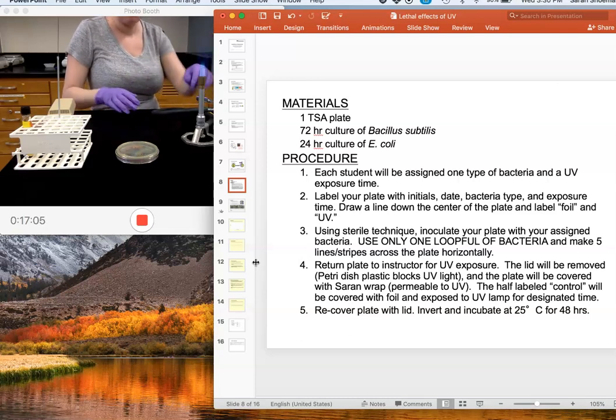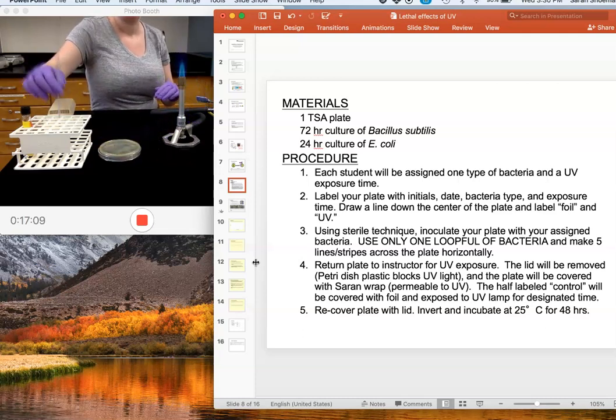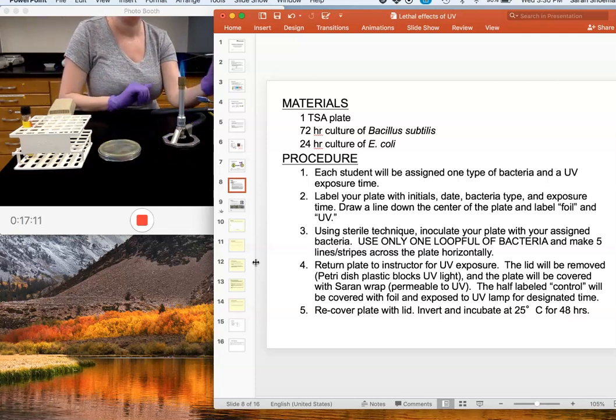All right, so I got my Bunsen burner lit. Got a nice blue flame. I'm going to flame my loop. Getting it nice and hot. And I'm flaming it all the way to the end.